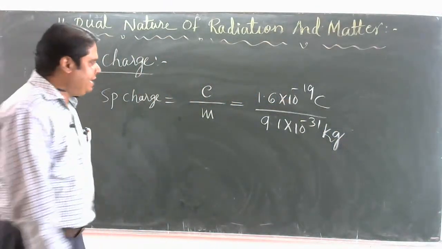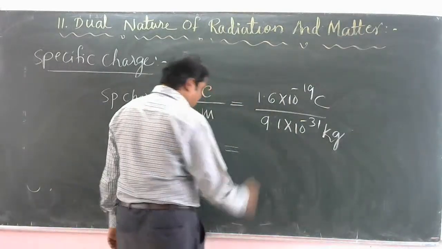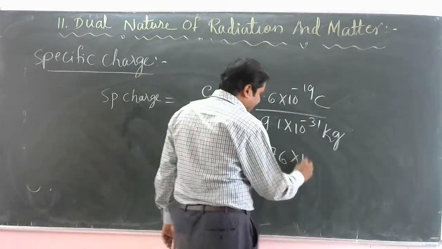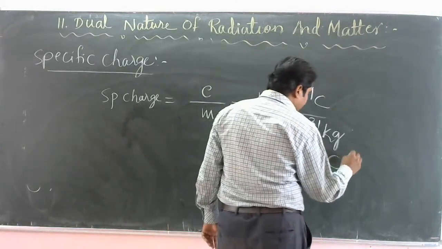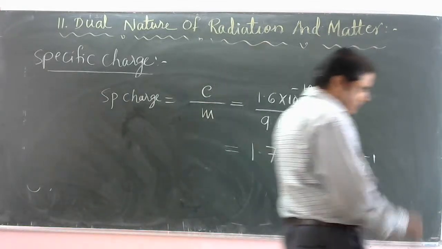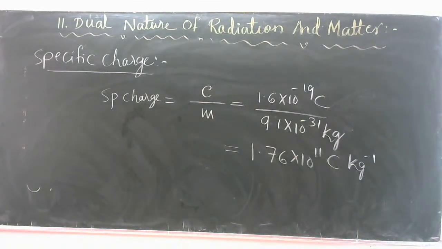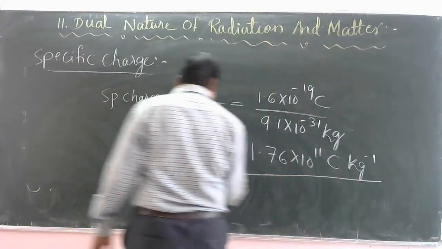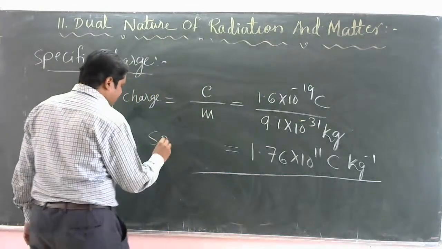Correct. Divide, and it's like a constant. You have to remember this constant. It's around 1.76 into 10 raised to 11 coulomb per kg. The 1.76 is important. 1.76 into 10 raised to 11 coulomb per kg is the value of specific charge.